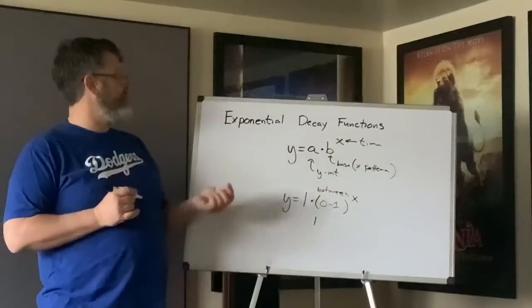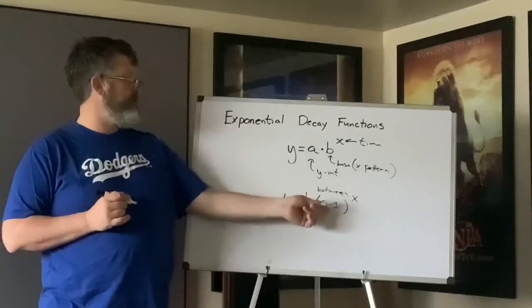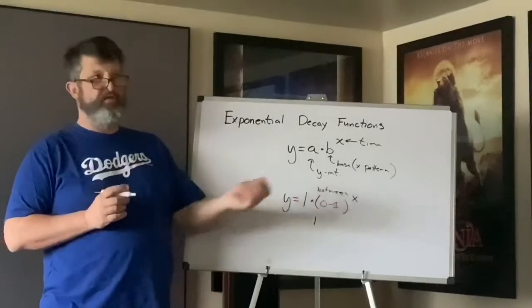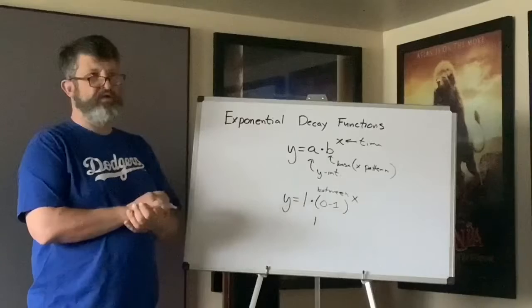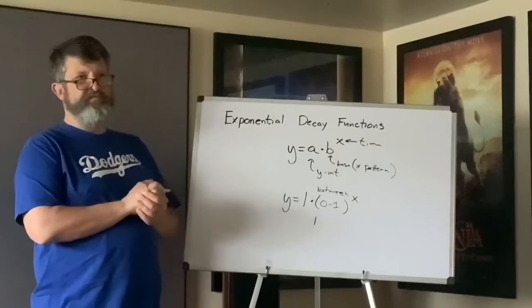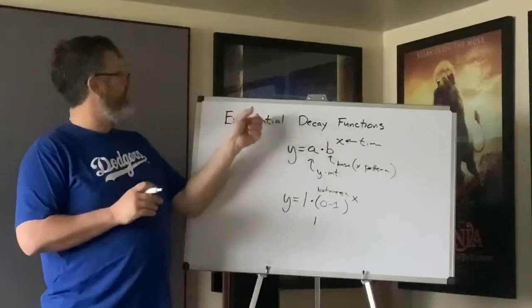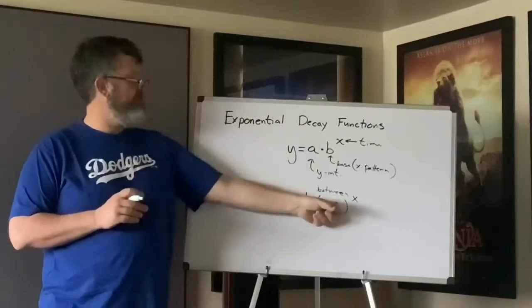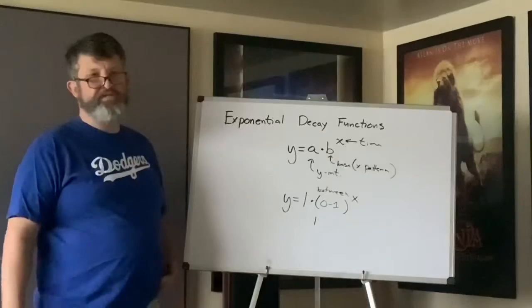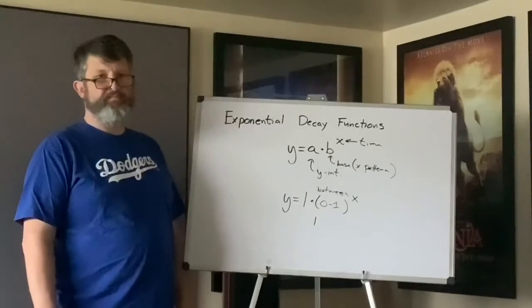Everything else that we were doing when it was exponential growth, this value right here was always greater than 1. Remember that we did 2, 3, we did like 1.5, 2.1. All those numbers were greater than 1. Now when it's exponential decay, the value is some sort of a fraction between 0 and 1. Okay? Let's get started.